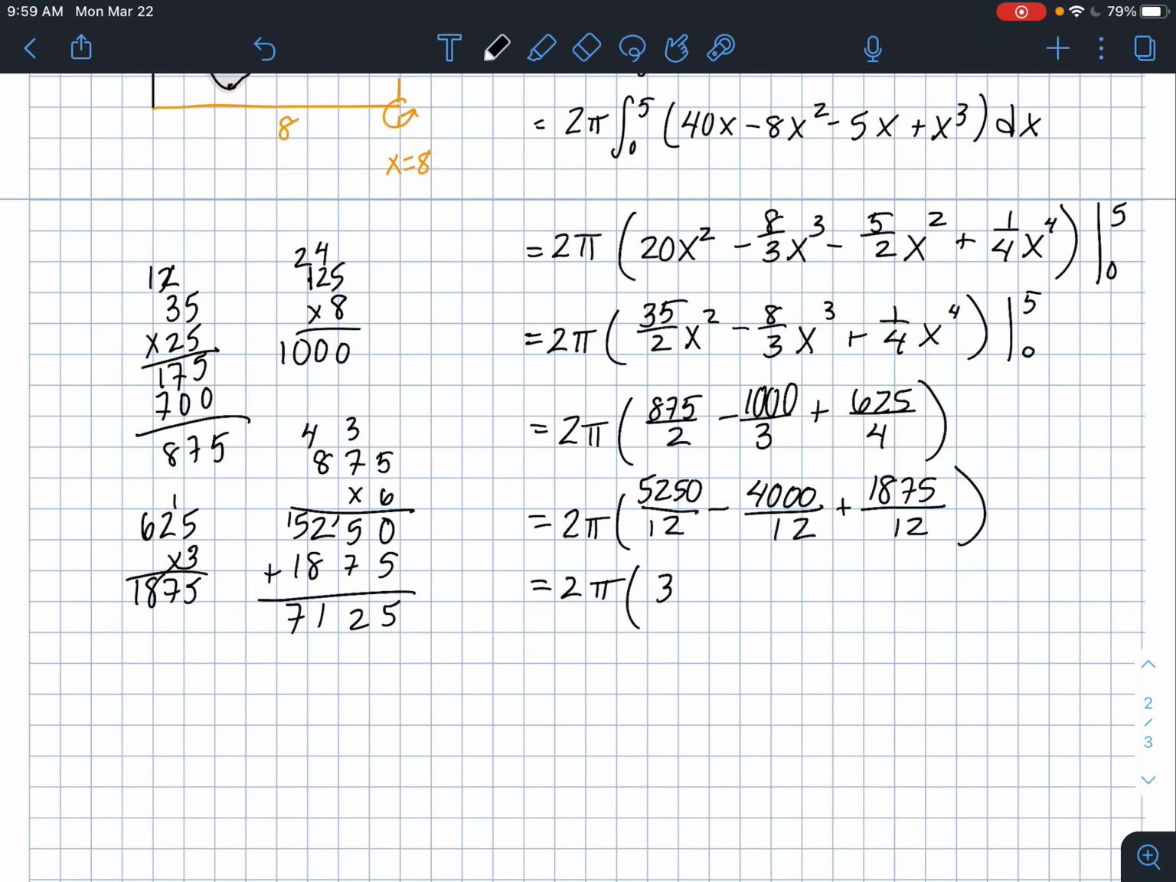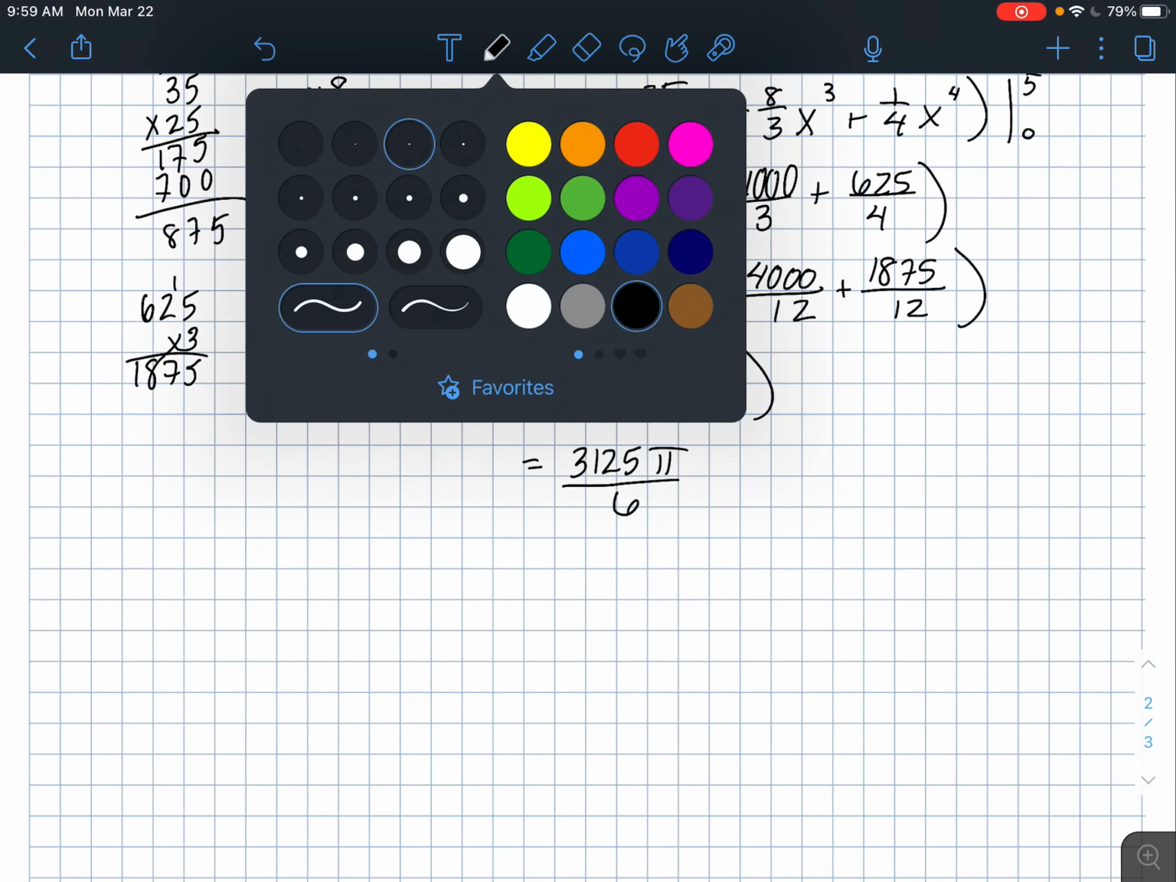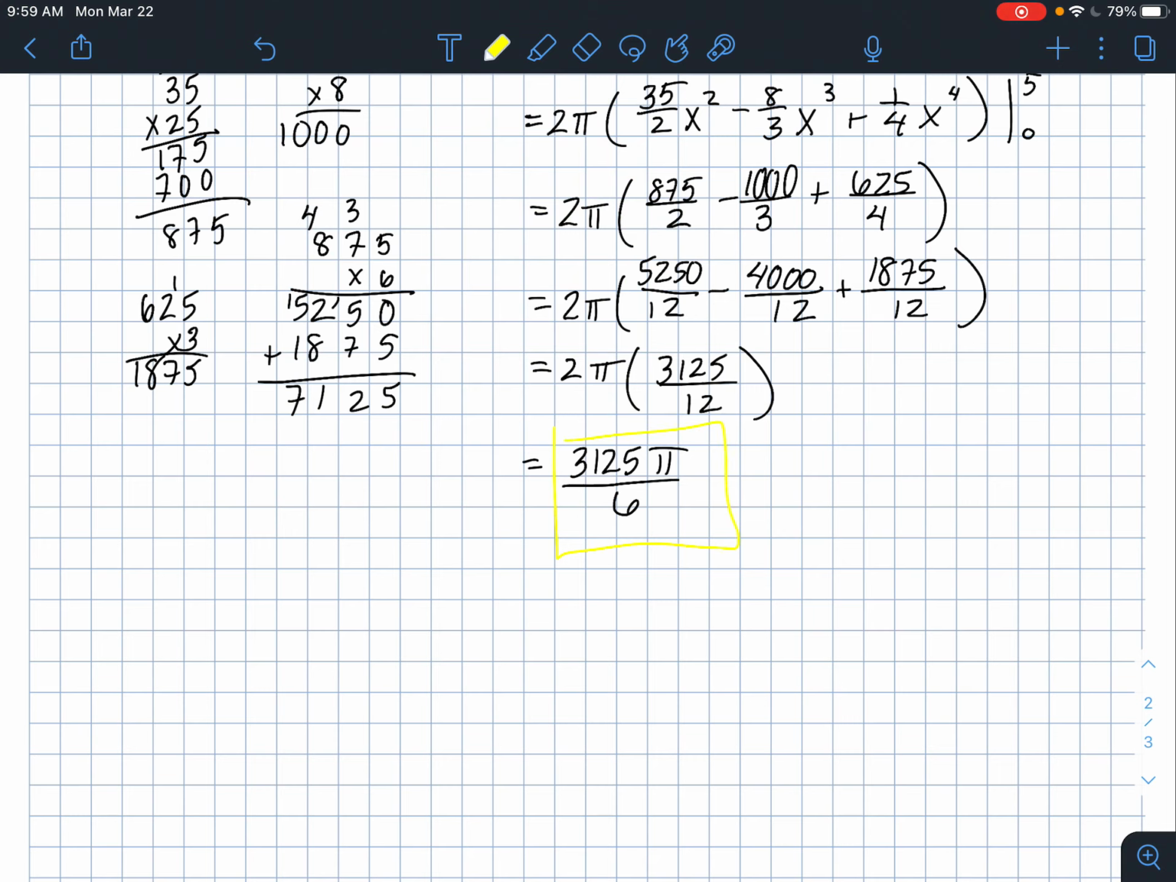That's going to translate to 3125 pi over 6. It's not divisible by 3, so it's not reducible. And there we go.